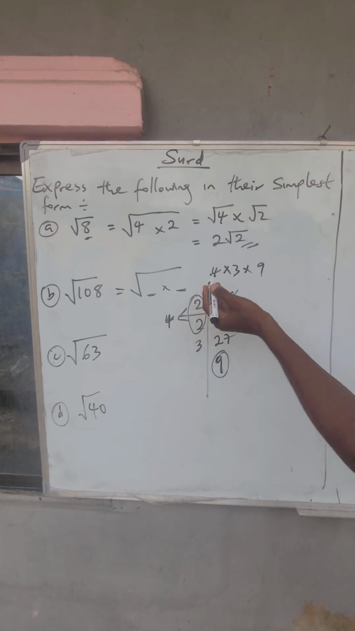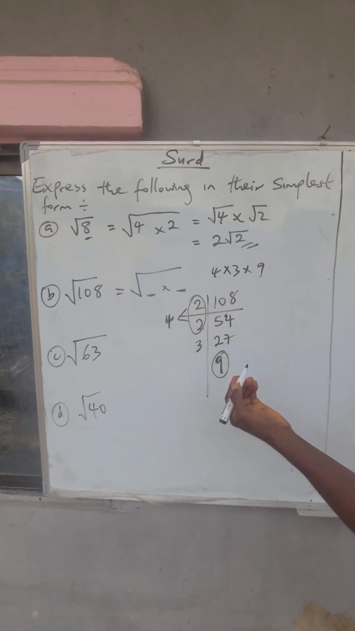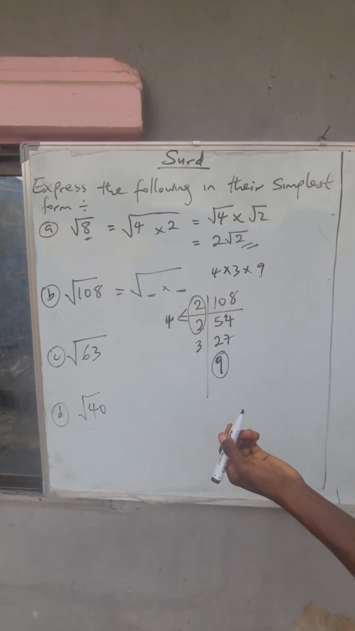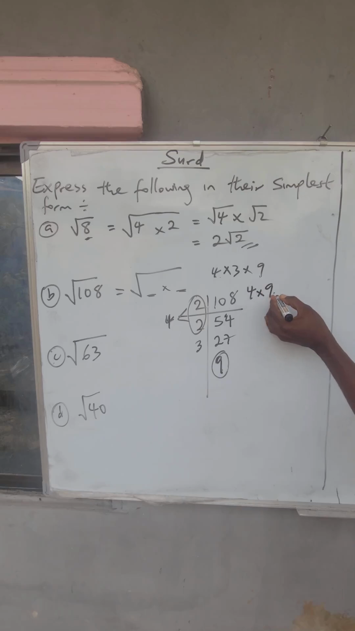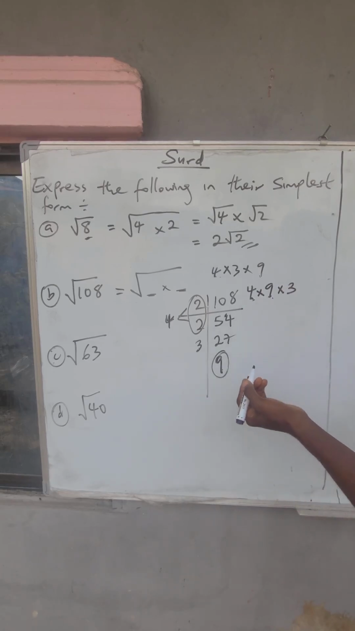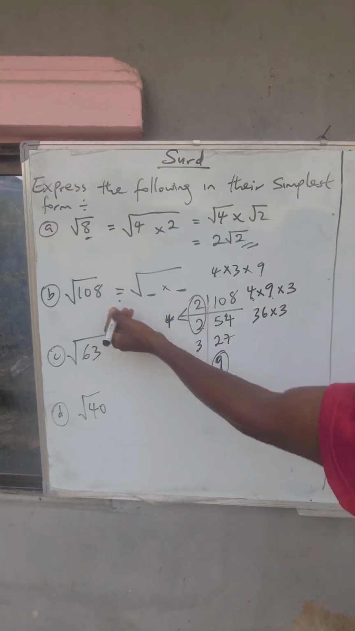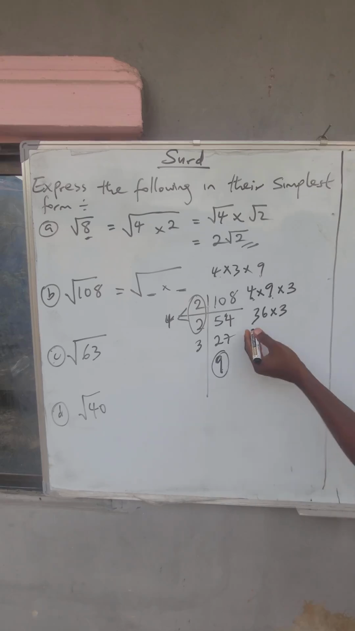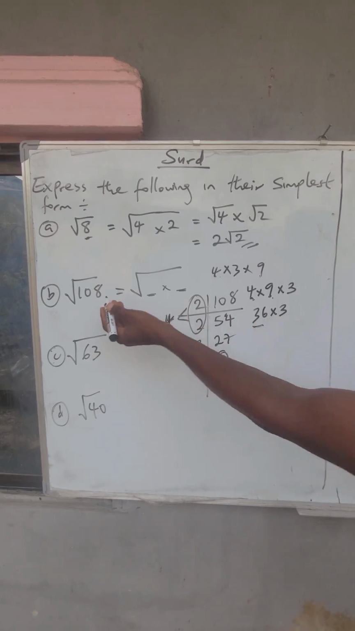Now look at this. These two are perfect squares, and when two perfect squares multiply, it gives you a perfect square. So this is 4 times 9 times 3. 9 times 4 gives you 36. So this is 36 times 3. 36 times 3 gives you 108. So 36 is a perfect square. So we have 36 times 3 gives you 108.